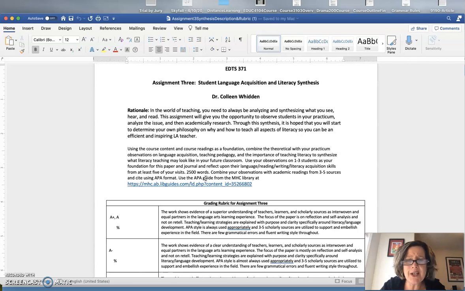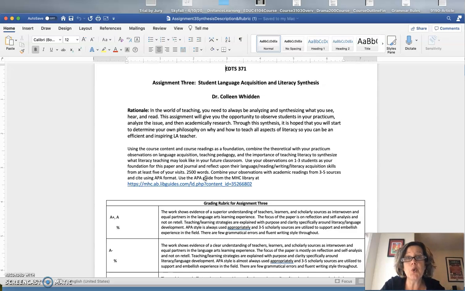What else did I write? Combine your observations with academic readings from 3 to 5 sources and cite using APA. So this is sort of your formal academic paper. Please do use I in this paper. It's a definite I paper. Do not write things like the researcher.